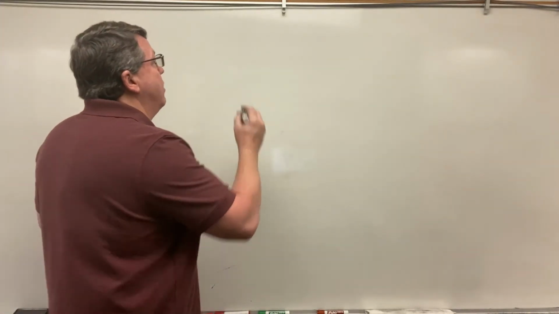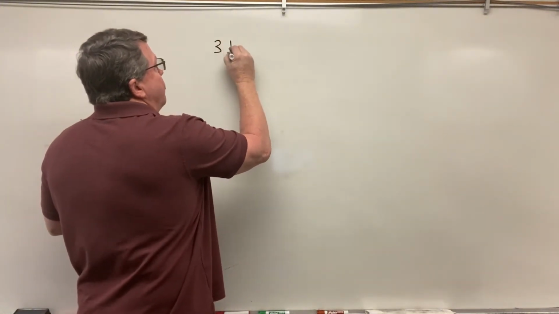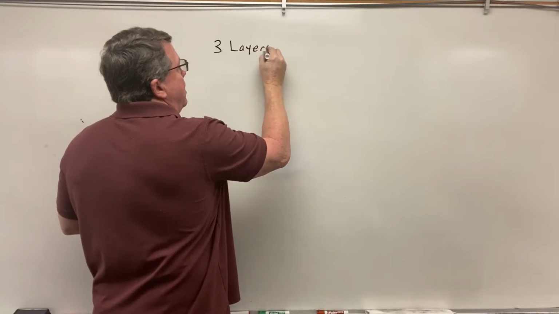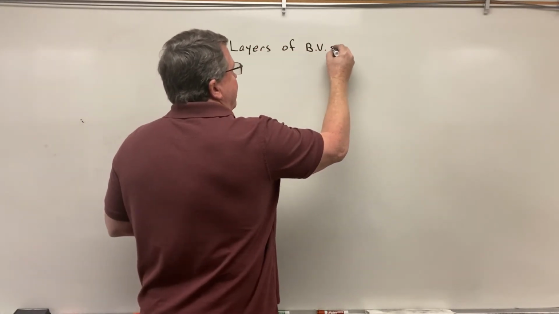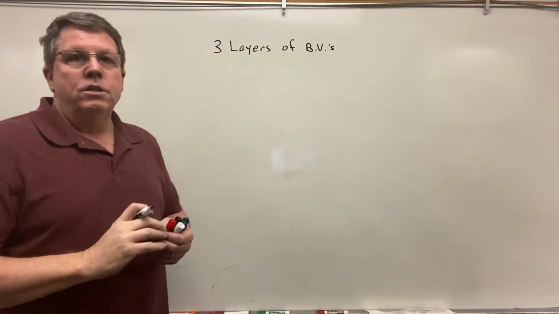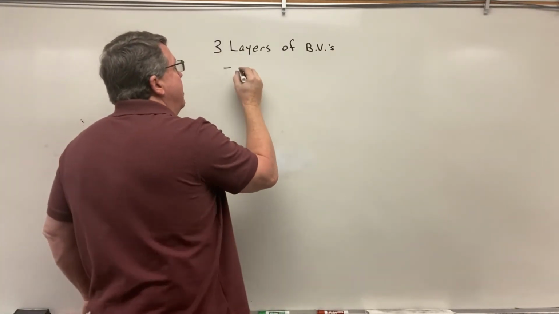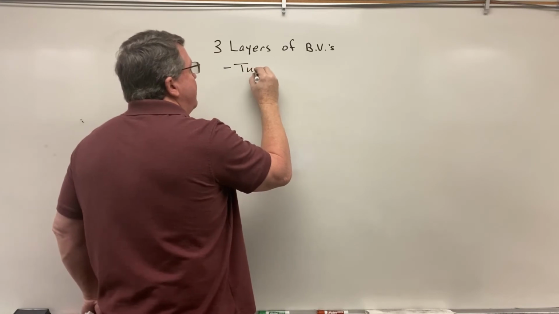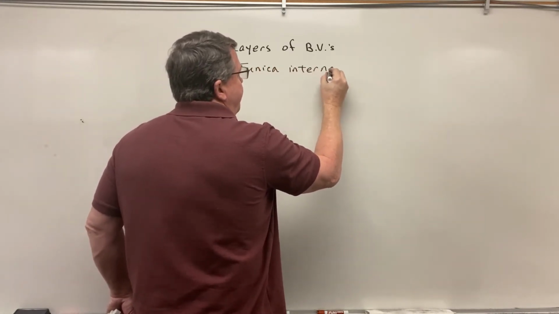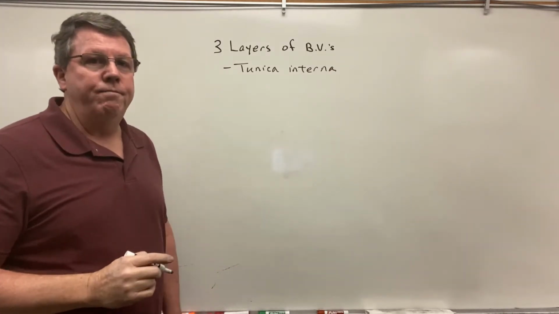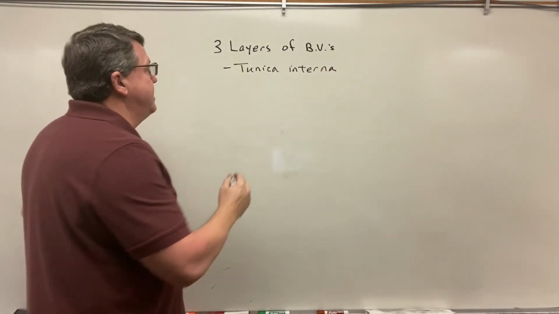Okay, so what we're going to talk about now is the 3 layers of blood vessels, or the 3 layers found in blood vessels, okay? So, the first layer is going to be called the Tunica Interna. All right, the Tunica Interna. And this is the innermost layer.